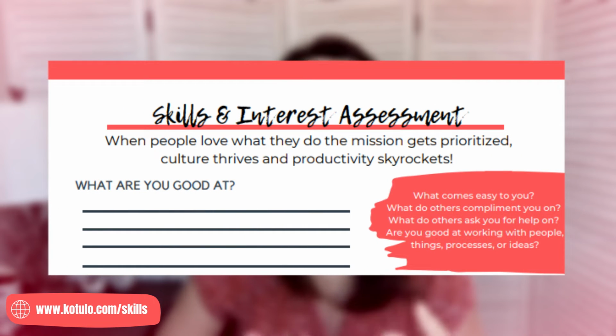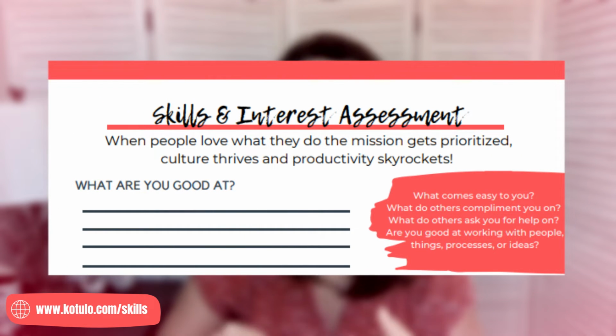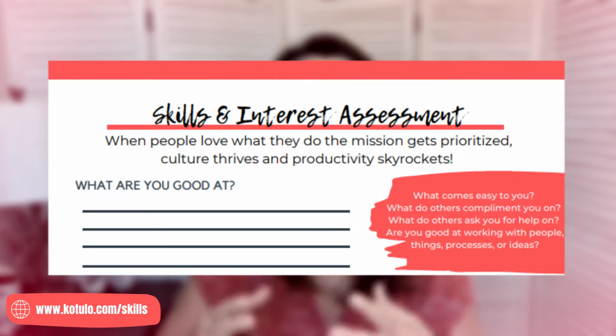The first question is, what are you good at? Okay, so you're going to want yourself and staff to just write out what they're good at. Some examples could be communicating or content creation, graphic design, strategic thinking, accounting, grant writing, public speaking, project management. So those are some examples.